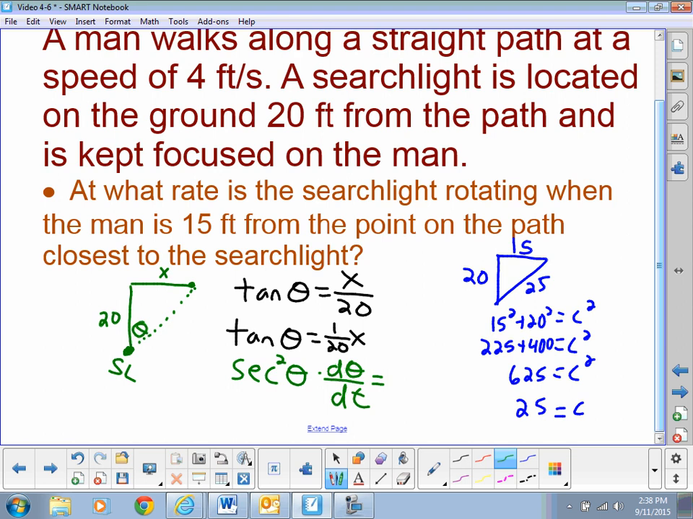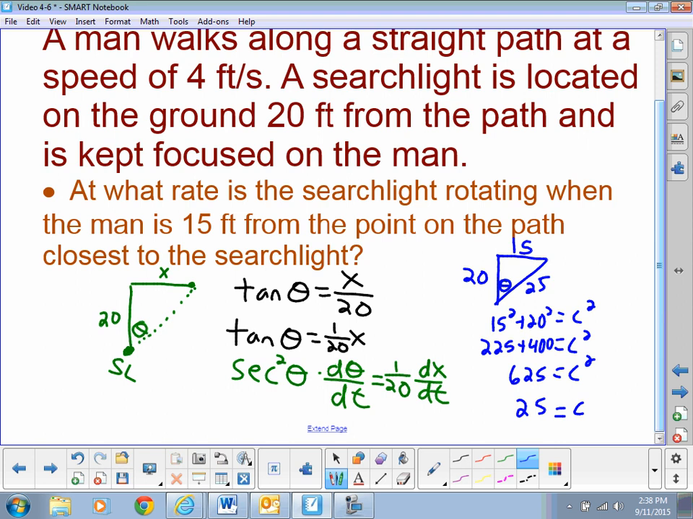And then the derivative of 1/20th x, well, if you have 7x, your derivative is 7. If you have 10x, your derivative is 10. So 1/20th x, your derivative is 1/20. But then we got to multiply by dx dt. So keep in mind, this was theta right here.